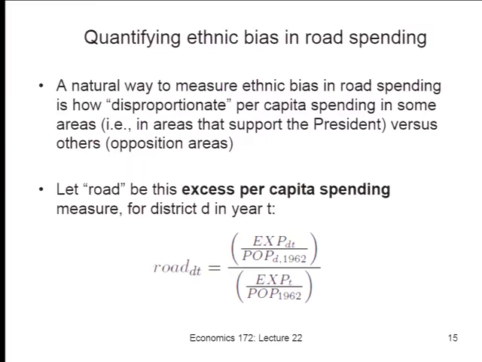Okay, this is road spending in district D in year T. This is the total amount of millions of shillings spent, say, in roads. This is population in that district. The reason we use 1962: they became independent in 1963, but just before independence, the British did a census in 1962, so we have really good data for 1962. And again, we were concerned there might have been some endogenous migration, so we focus on that year.